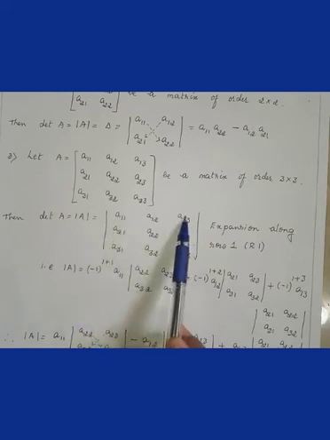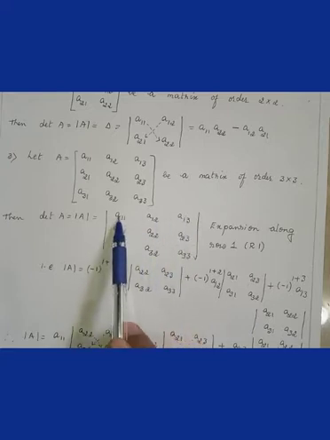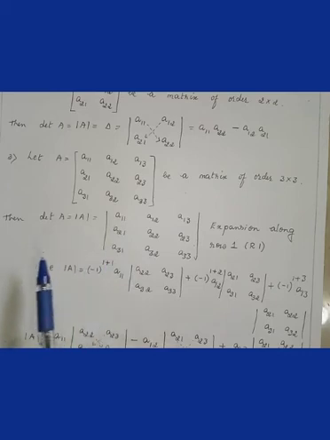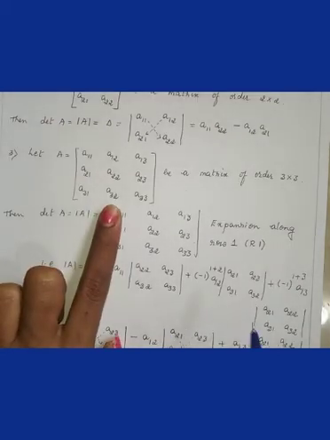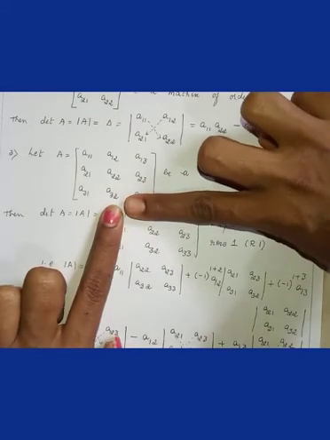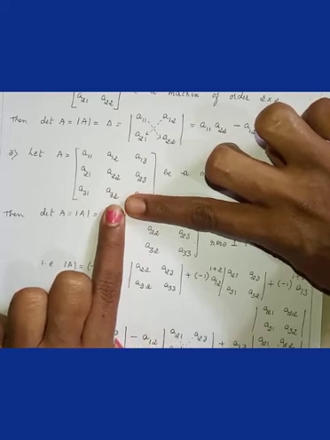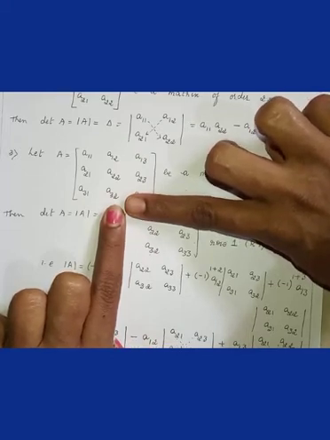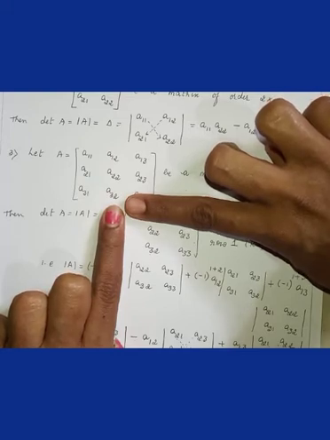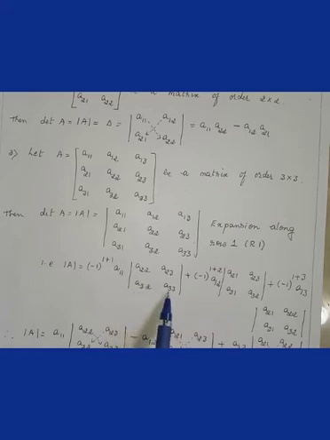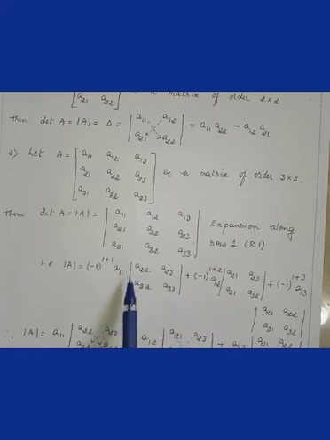Now delete the first row and first column in which that entry lies. A11 lies in the first row, first column, so delete the entire row and entire column. What will you get after deleting? You will get a 2 by 2 determinant. What is the determinant here? A22, A23, A32 and A33. If you delete this row and this column, you will get A22, A23, A32, A33. So this is a 2 by 2 determinant.